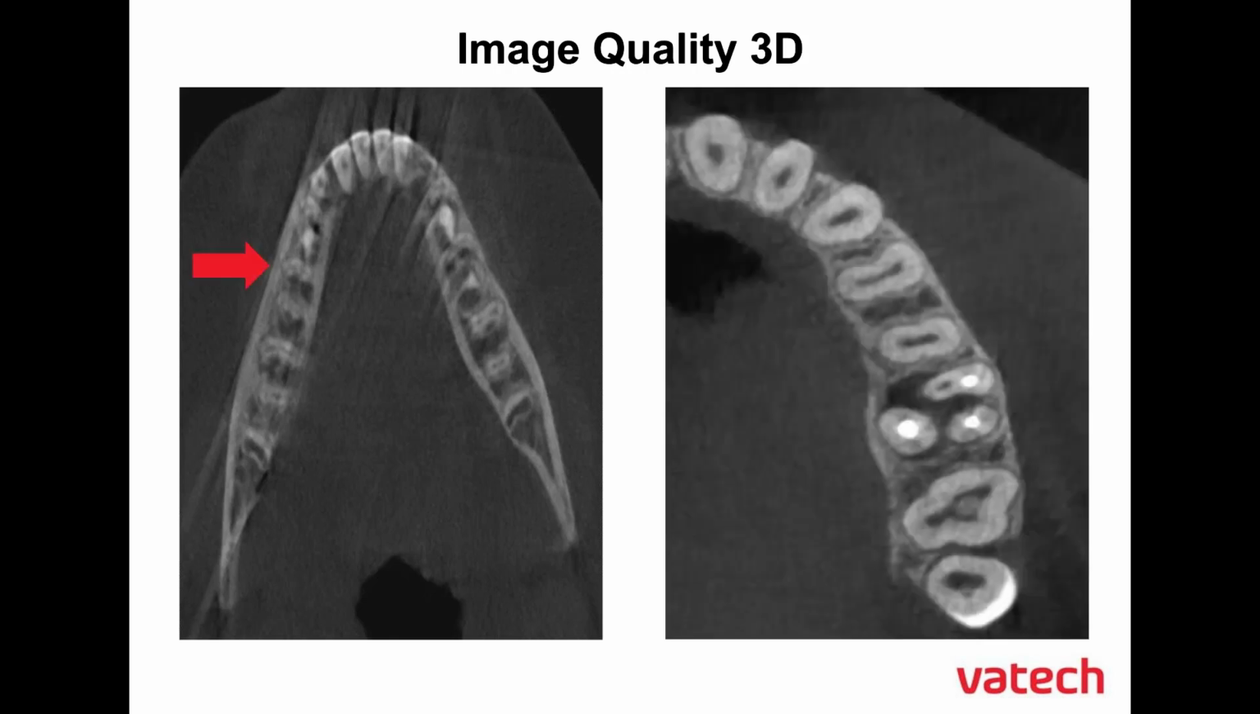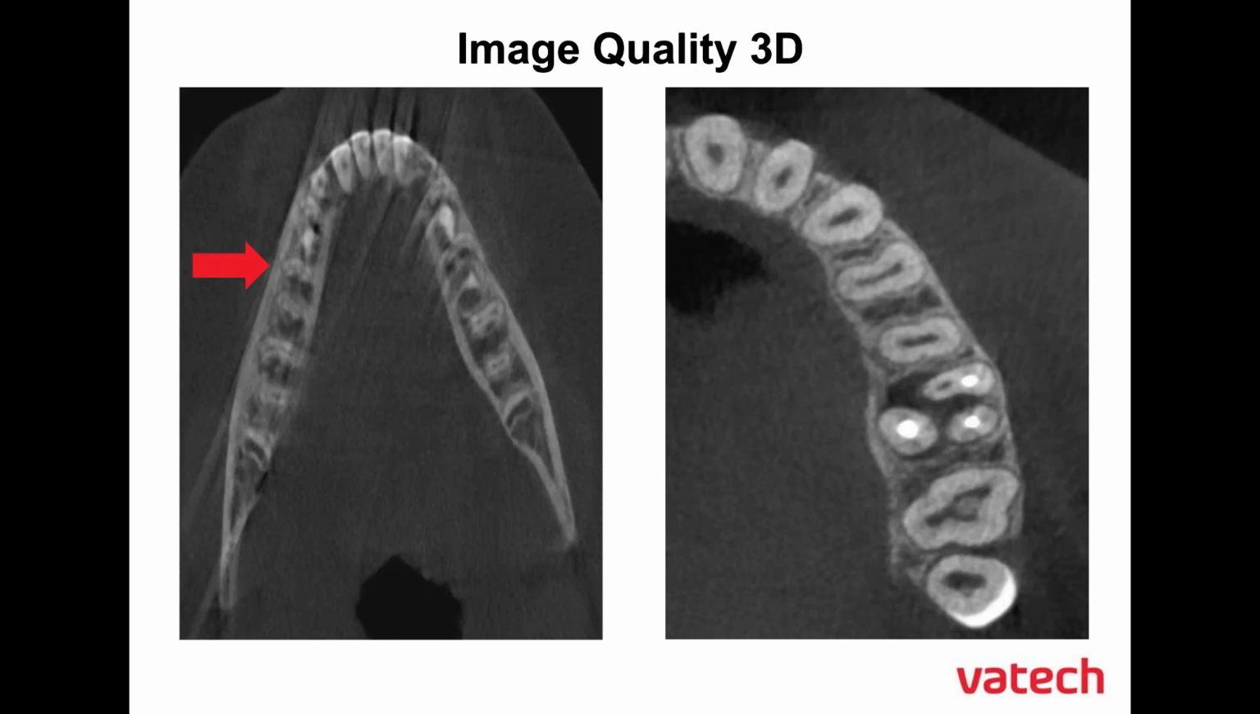So there's your movement, but look over on the right-hand side where we do have that axial slice of that MB2 canal. You can really see the detail that we have on there. You can see the PDL space and everything through there. So really important to make sure that the patient does not move.